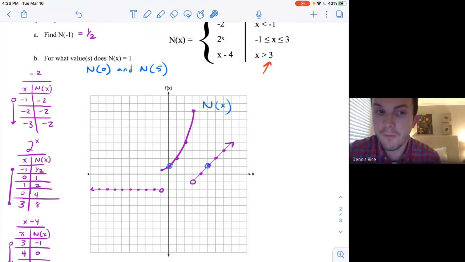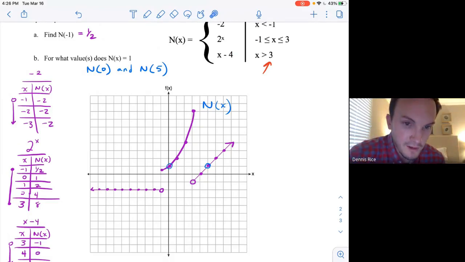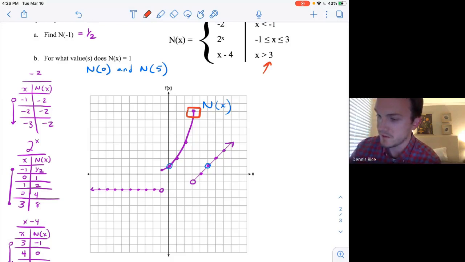Okay. With questions like B, this one was pretty obvious, there's 2 spots. But let's say I said, where does n of x equal 8? What people would say is, okay, it equals 8 right here, that's it. So whatever that is, the answer is 3, n of 3, right? What's the flaw there? Can anyone tell me why that's a mistake? That is true, but you're missing one.